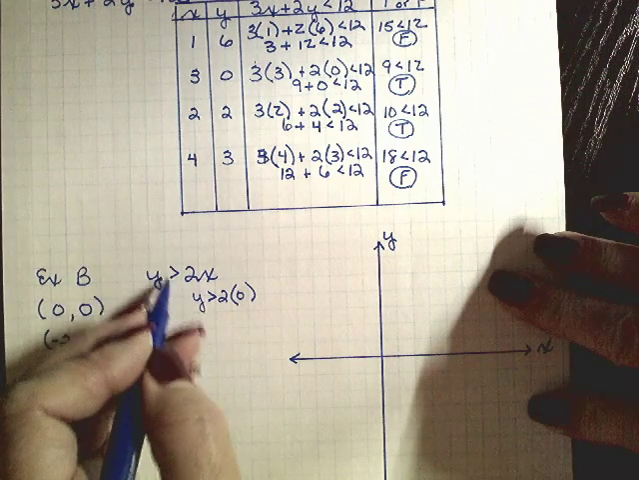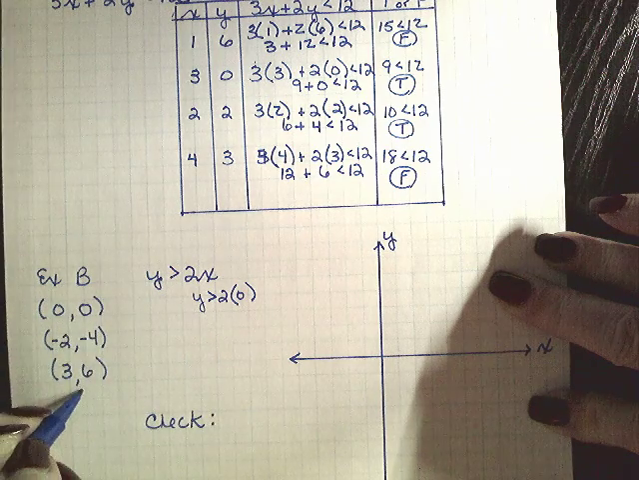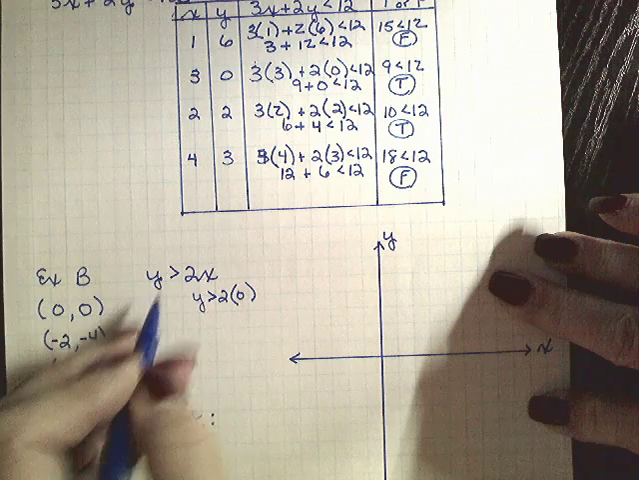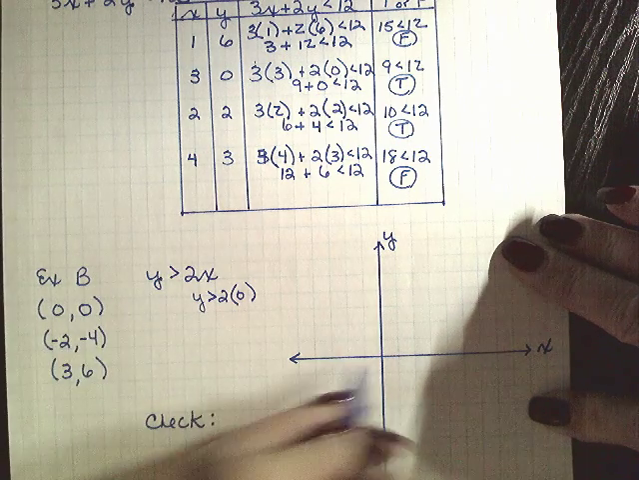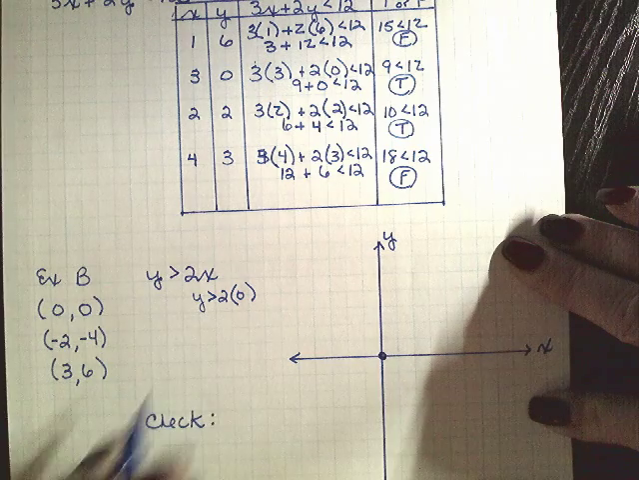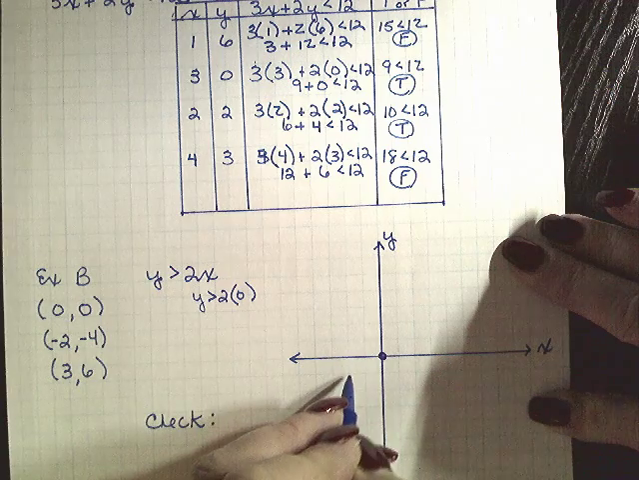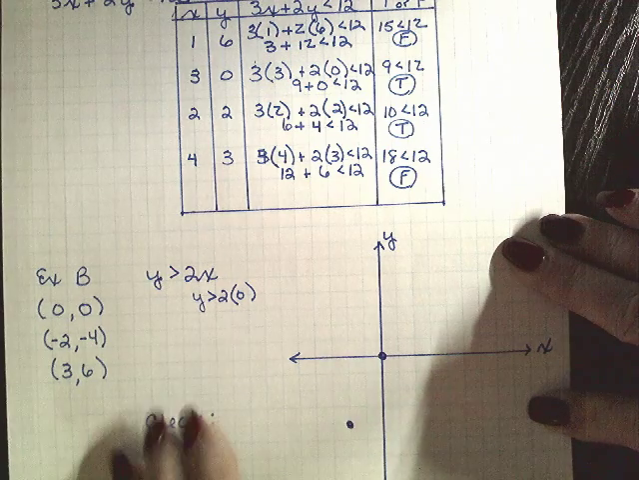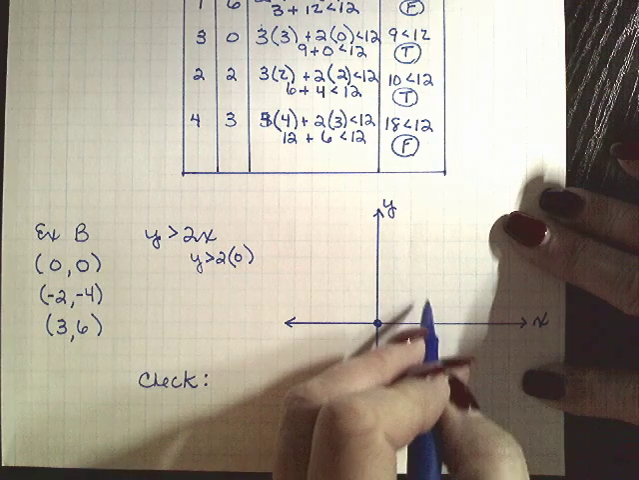If I made this into an equation just in order to get ordered pairs, then I could switch it back to an inequality. So now I would graph those. That would be (0, 0). Then over negative 2, down negative 4, so that would be 1, 2, 3, 4 here. And then it would be over 3 and up 6.